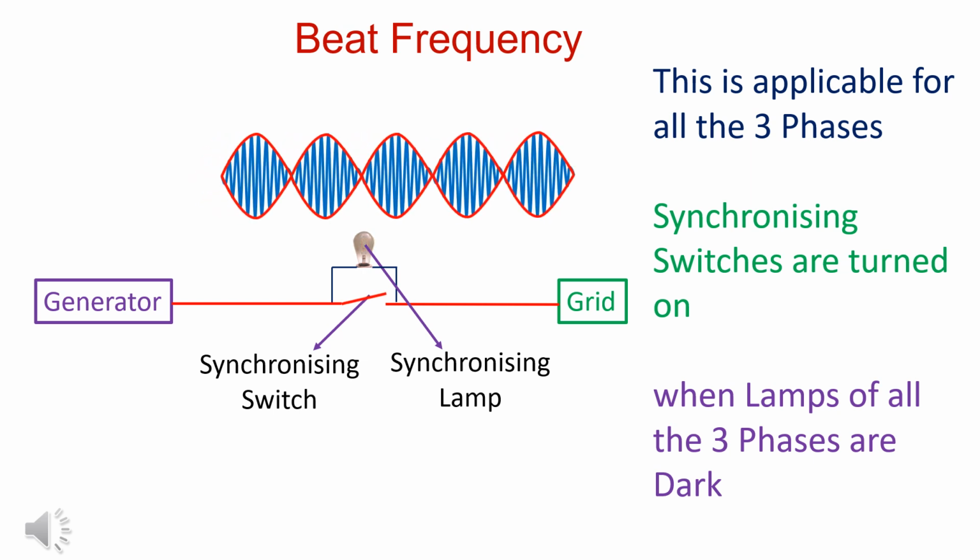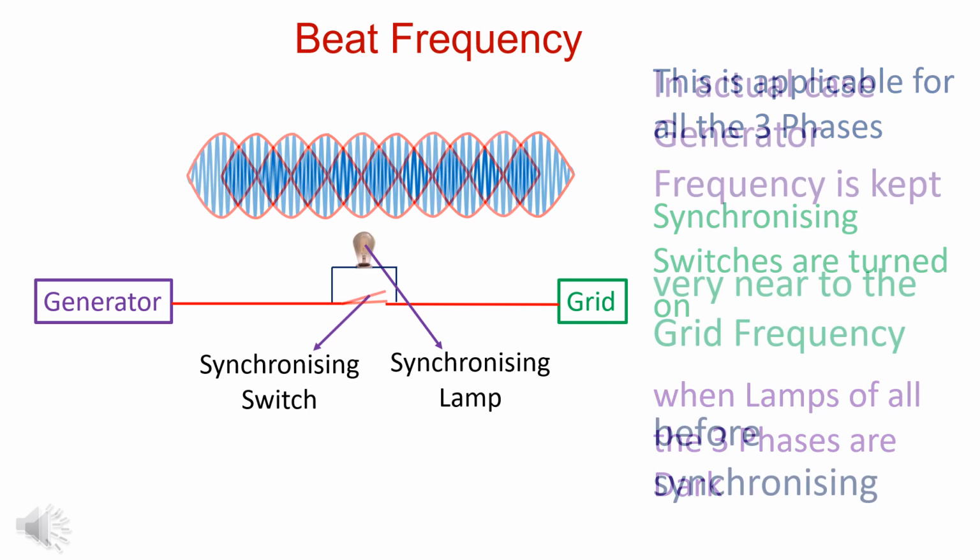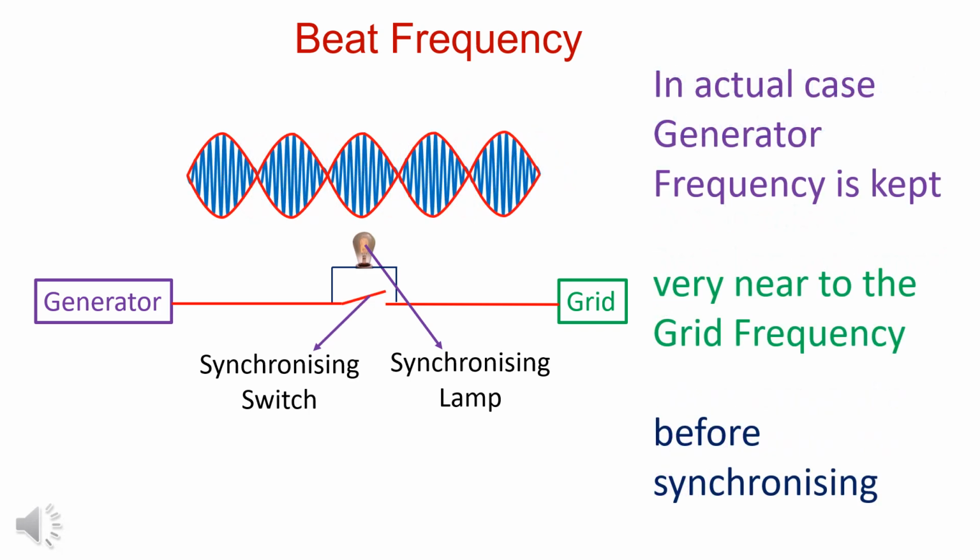Synchronization switches are best when lamps of all the three phases are dark. Practically, these frequencies are kept very near to each other before synchronization.